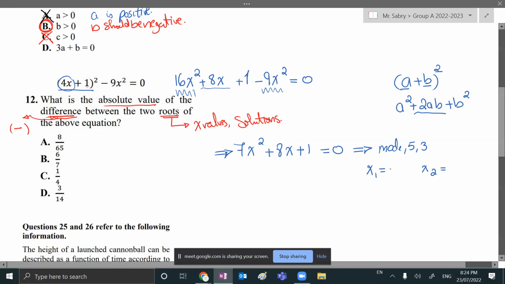One of them is negative 1. The other one is negative 1 over 7. So what is the difference between the two roots? That's what we're trying to find out. So we're going to do negative 1 minus negative 1 over 7, and we put it in an absolute form. Or we're going to do the opposite as well, negative 1 over 7 minus the negative 1, still in an absolute. We have to do both and check which of those is available in the answers.